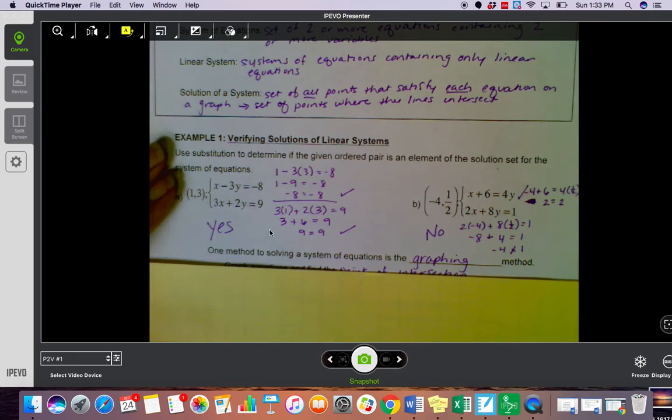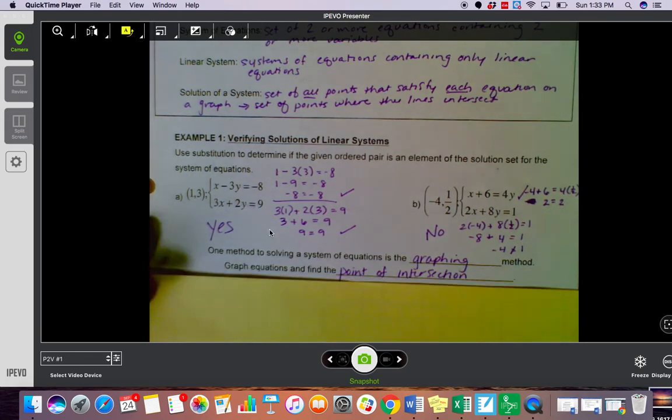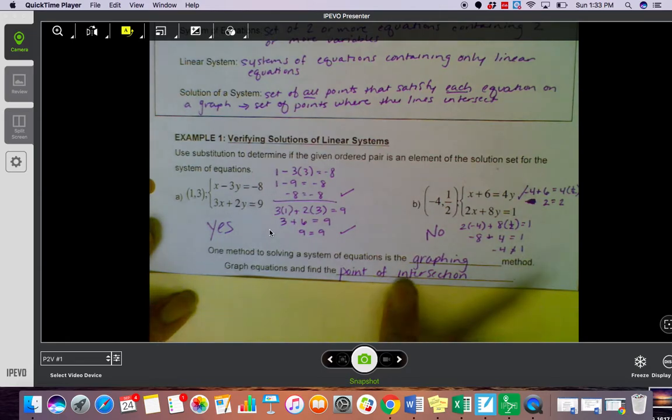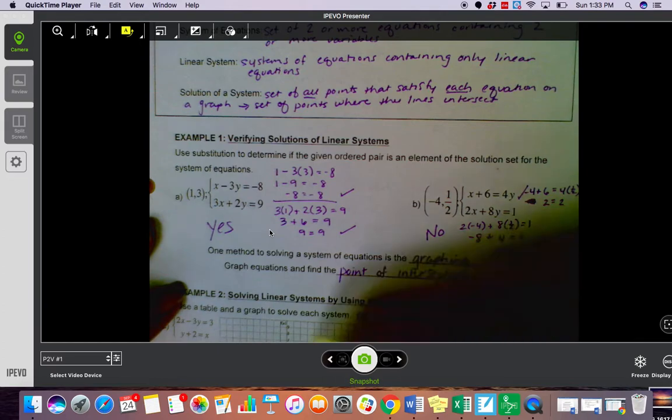Okay, moving on. One method of solving a system of equations is the graphing method. And graphing is to graph the equations and find the point of intersection. So that's where the two lines cross. That's what you're looking for. And we're going to do one right now.